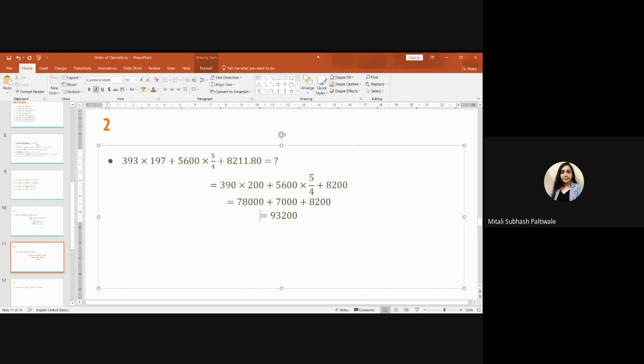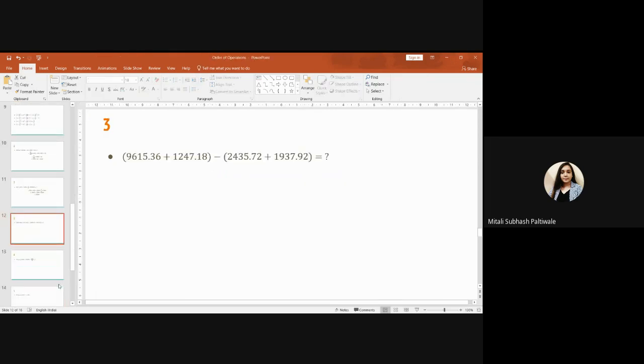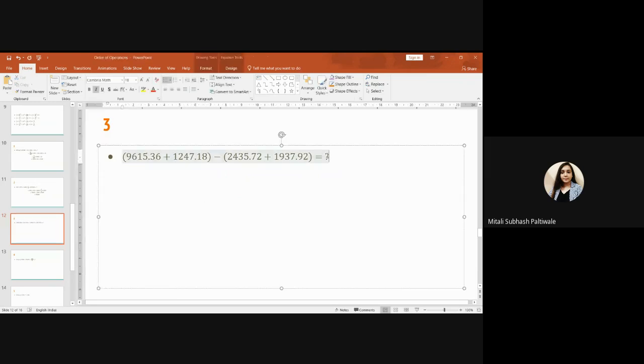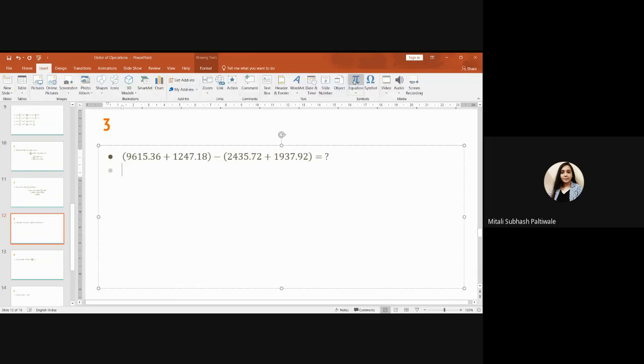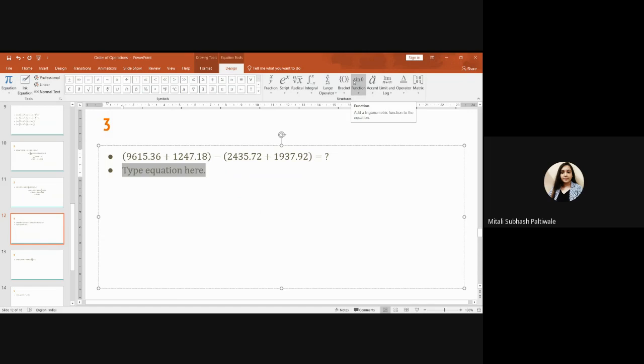Okay, now what we have done here is we have just converted like this 11 into 00 and 393 into 390 and 197 into 200. So that's the approximate answer. Now look at this one. This is something again related with the simplification and everything. The stuff would remain same, and the way we are solving it will also remain same.